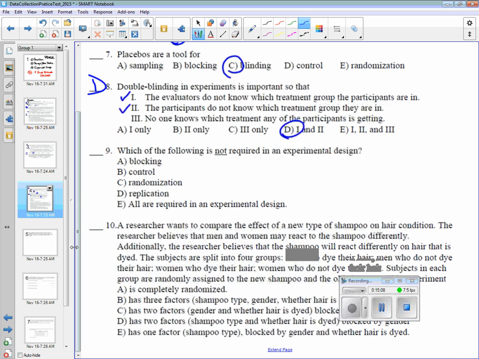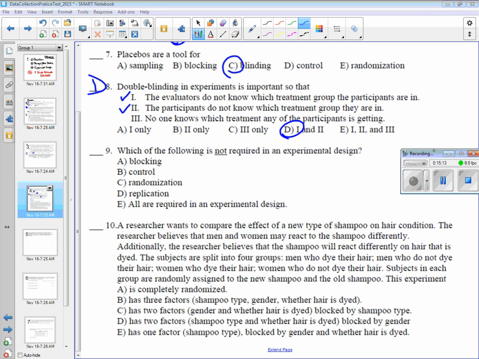Which of the following is not required in an experimental design? Blocking's not required. It's a good thing to do if you have groups that are alike. You want to put them in blocks, but blocking is not required. Control, randomization, and replication are all required. And that's why I say sometimes blocking, but it's definitely not a required one.